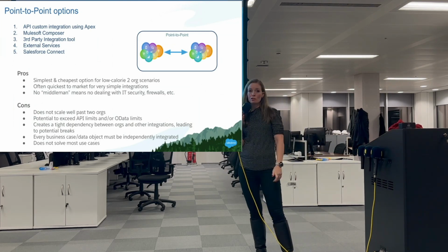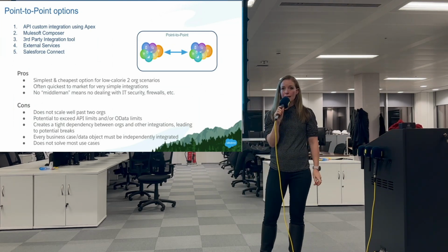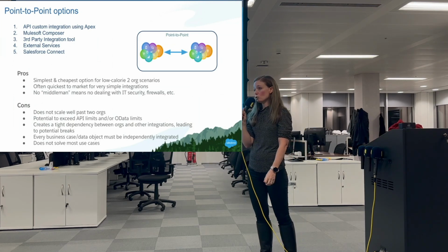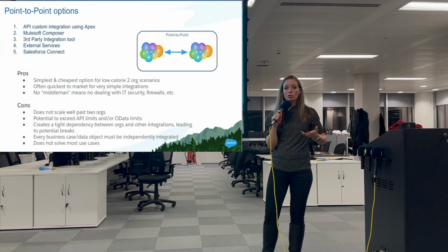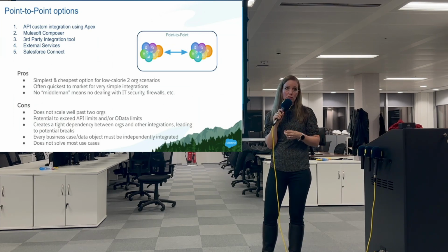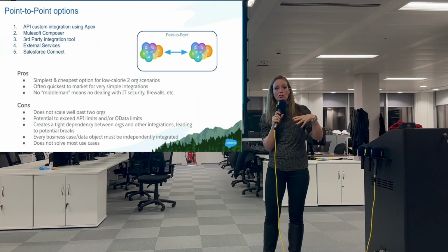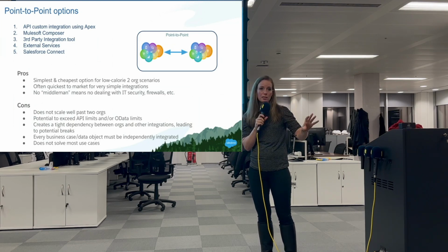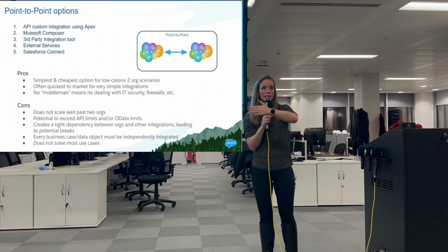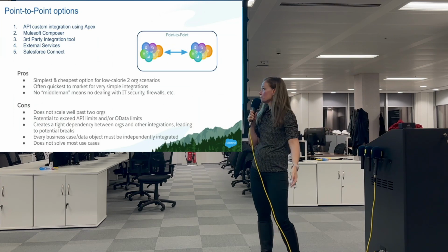You can use external services, which is what we're going to talk about today. Or you can use Salesforce Connect. Salesforce Connect, again, is a very good low-code tool. There's one drawback, because if you're talking about the lead example, you will bring leads in as external leads, which means they won't sit in the same object. So you can view all the leads, but you will have leads and external leads.